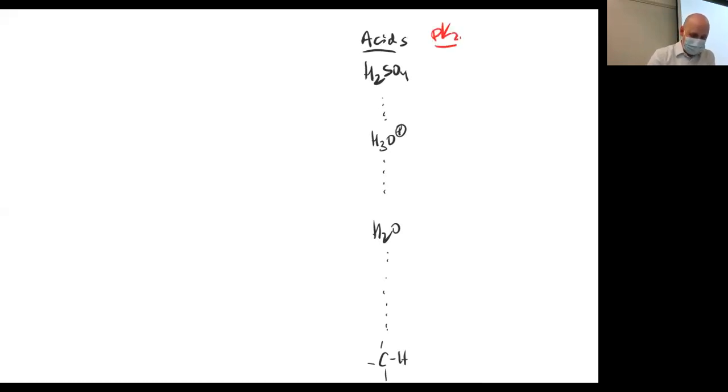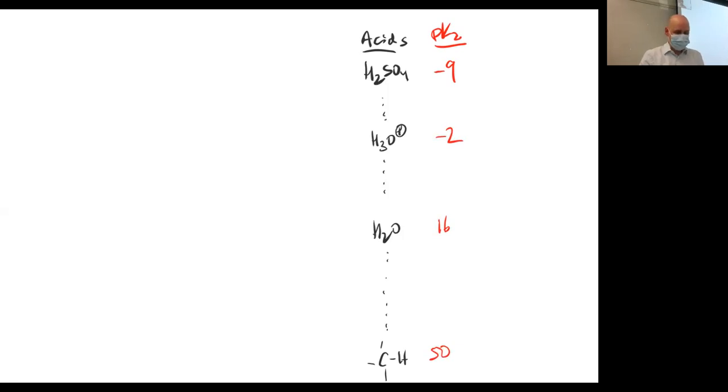The pKa of sulfuric acid is about -9, and for hydronium, it's about -2, and for water, depending on who you believe, it's 14 or 15.5 or whatever, but let's just say 16. And for an alkane, it would be about 50. So those are the pKa's of those. If you have all of that down pat, that doesn't tell you about the basicity of these molecules, but it does tell you about their conjugate base.